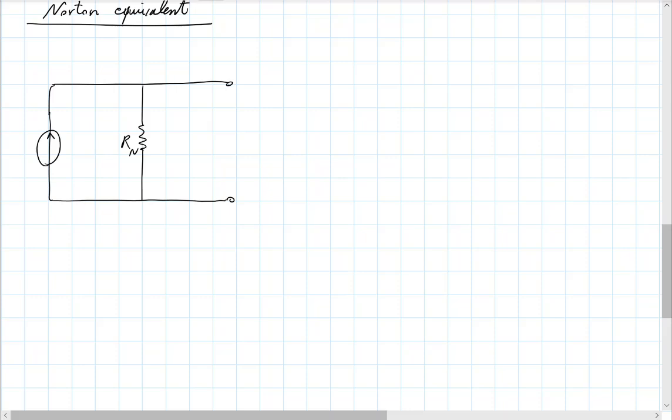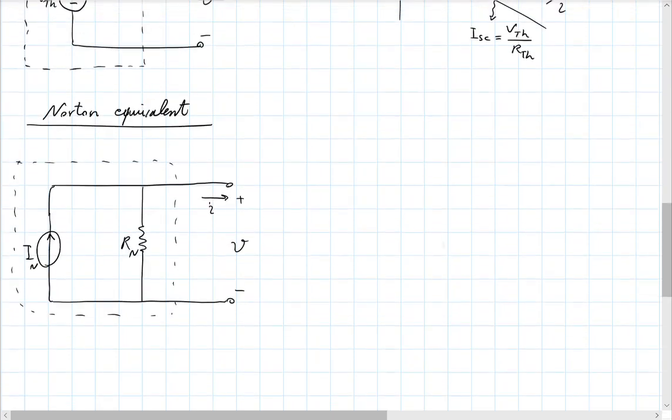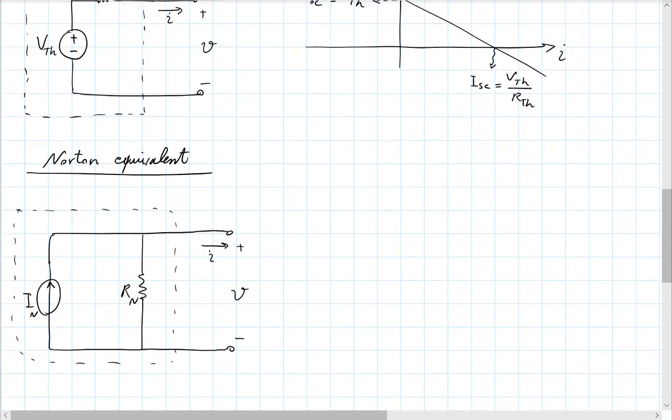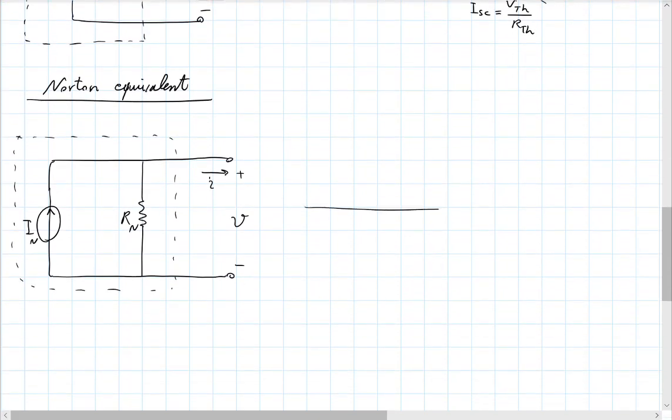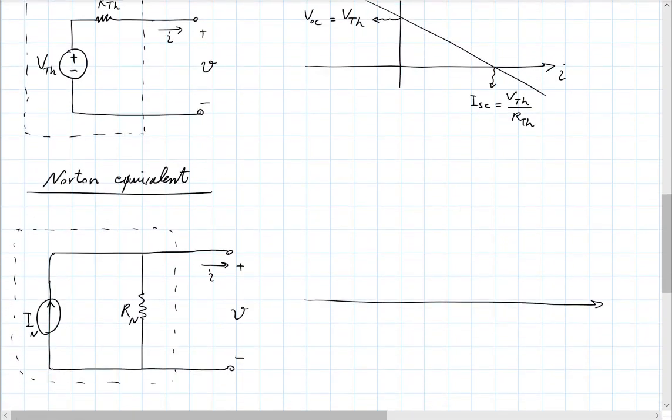And this is I Norton. Again, this is the circuit that you have inside the box, and you're concerned with its behavior from the outside. Notice again the way I have defined the voltage and current directions. And same as before, you can see readily that this circuit has current-voltage characteristics in this manner.